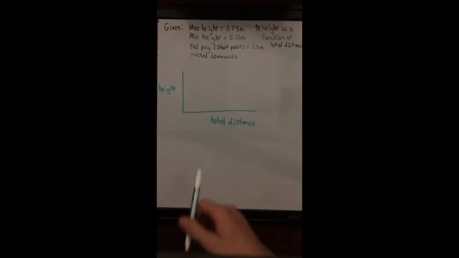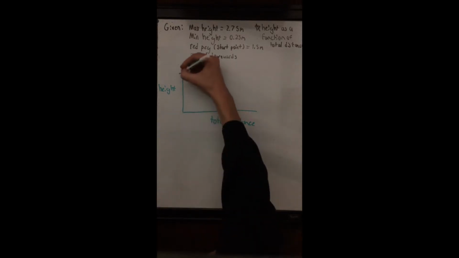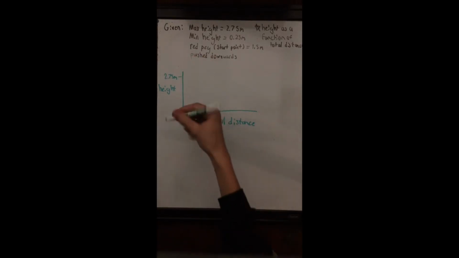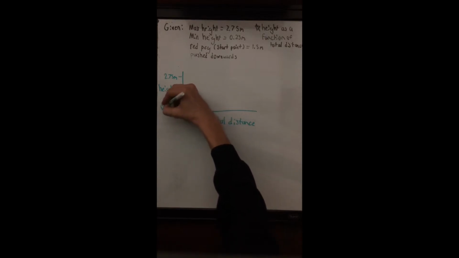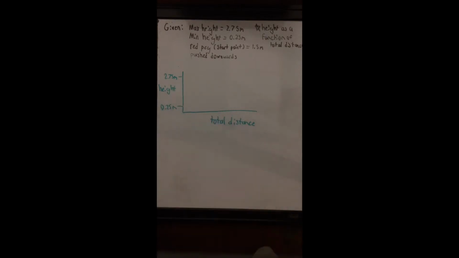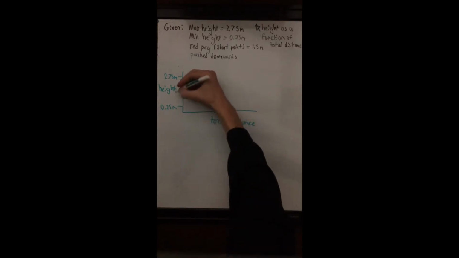Also, from the question, we know that the max height is 2.75 meters, so we can plot that down. And the min height is 0.25 meters. Also, it states that the red peg starts at 1.5 meters.